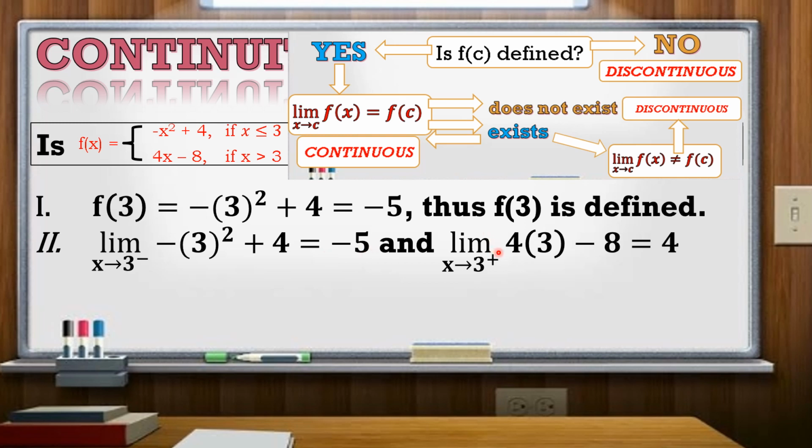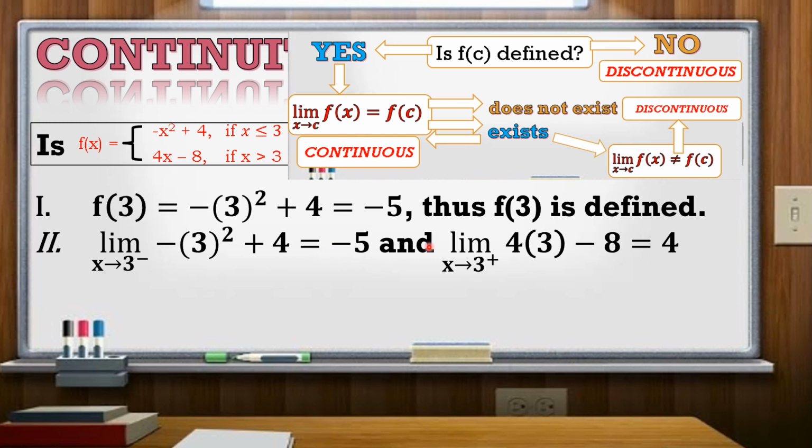And then hanapin naman natin yung right hand limit. So since positive ito, values of x are greater than your c. And that is x is greater than 3. Ano yung function? 4x minus 8. Ito yung gagamitin natin. We will simplify 4 times 3, 12 minus 8 is equal to 4.